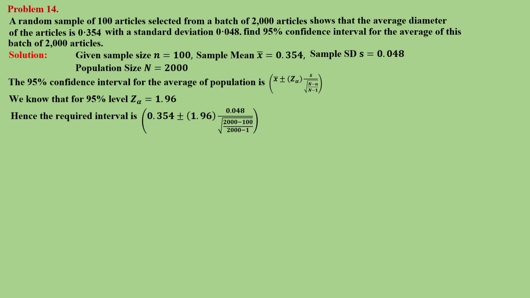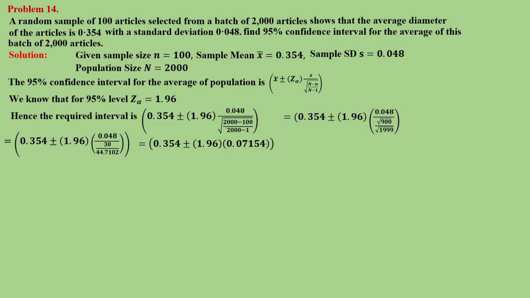Substituting that value, the required interval is 0.354 plus or minus 1.96 times 0.048 times the root of (2000 minus 100) by (2000 minus 1). After simplification you will get 0.354 plus or minus 0.1402. The minus value gives the lower limit, and the plus value gives the upper limit of the interval. So 0.354 minus 0.1402 is 0.2138, the lower limit. Taking the plus value, 0.354 plus 0.1402 is 0.4942, the upper limit. That is the required interval.